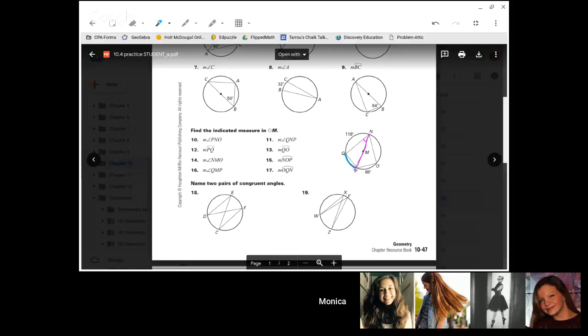And then if you know what that arc is, okay, so the arc is 62. Now can you go backwards and figure out what the angle is? There you go.